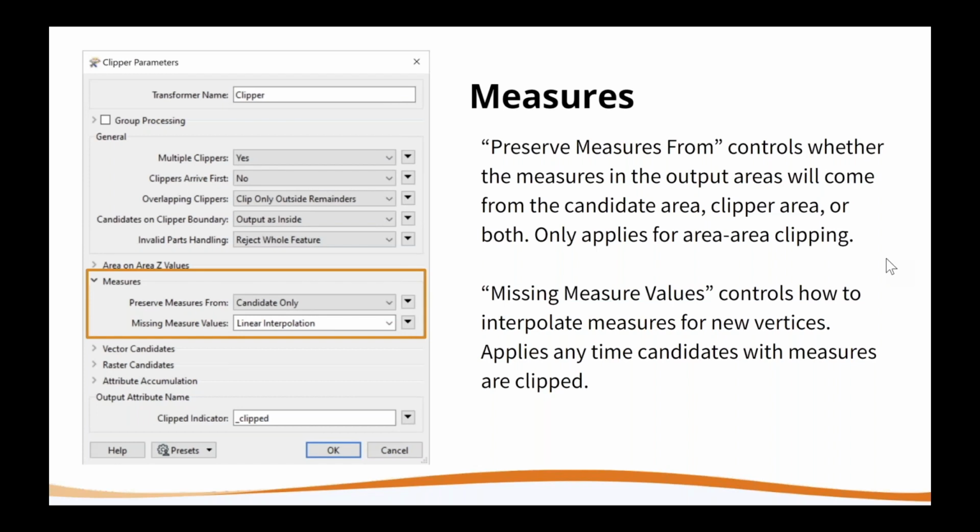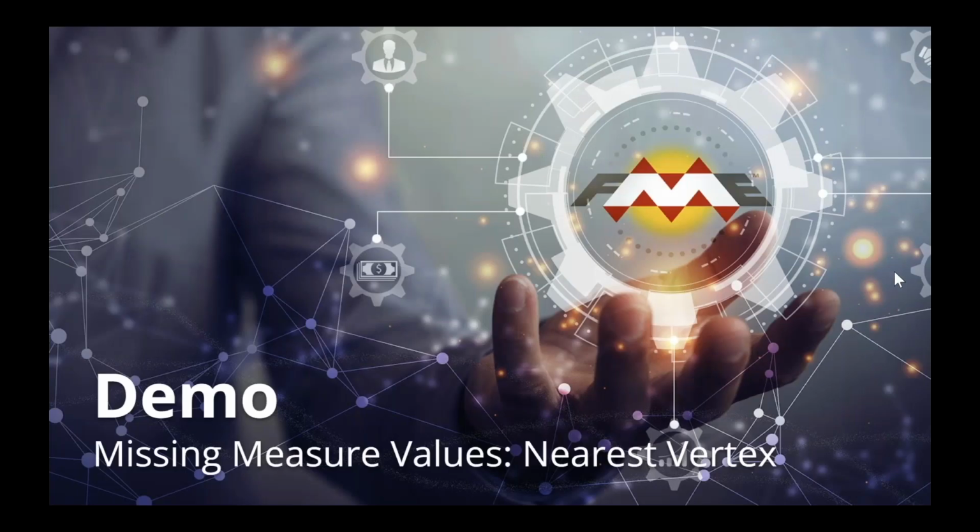And the second parameter, missing measure values, controls how to interpolate measures for new vertices that are introduced during clipping. And this applies anytime candidates with measures are clipped, not just for area-area clipping. So I have a demo case for this as well, and I can set the scene.